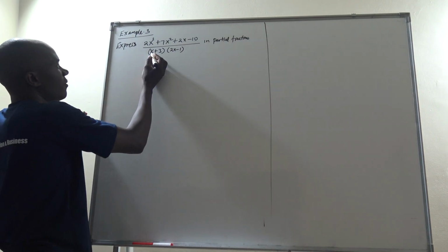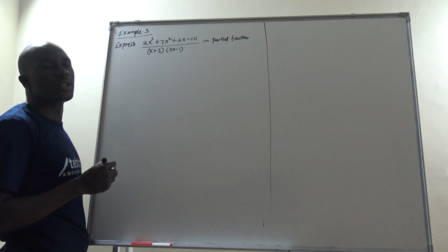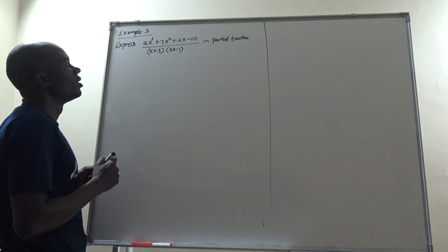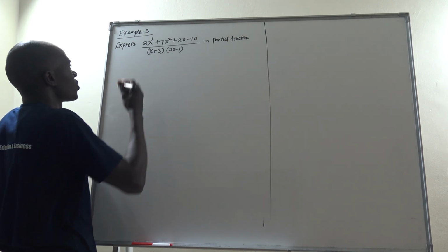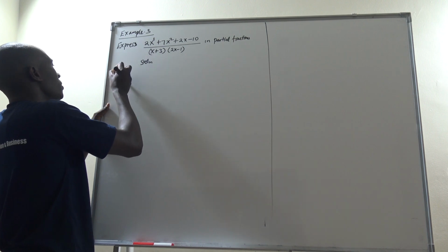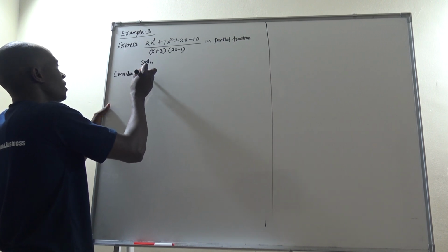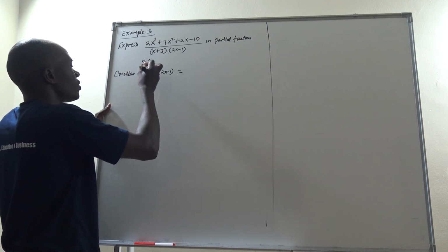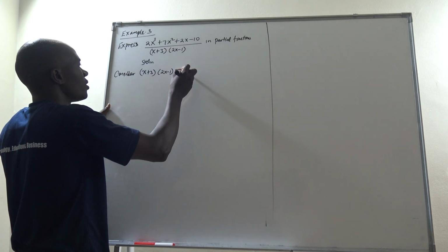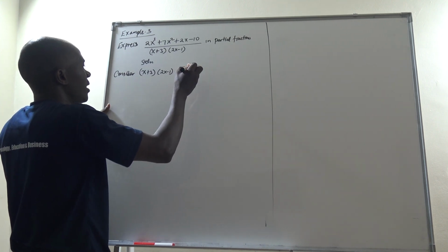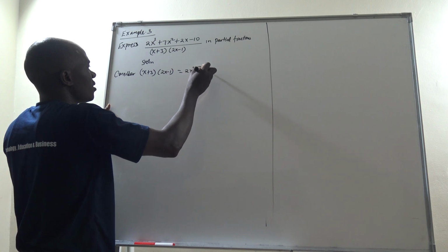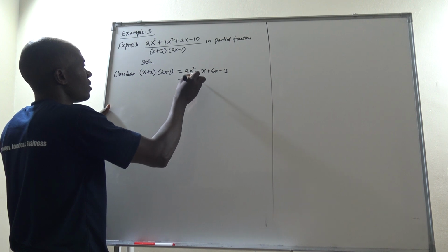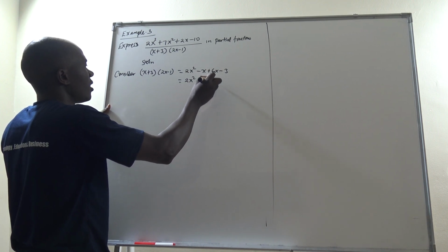First, observe the power down. It has a degree of x squared, and yet up has a degree of x cubed, which makes it an improper fraction. So, solution: consider (x plus 3) into (2x minus 1). When you open, you get 2x squared minus x plus 6x minus 3, which becomes 2x squared plus 5x minus 3.